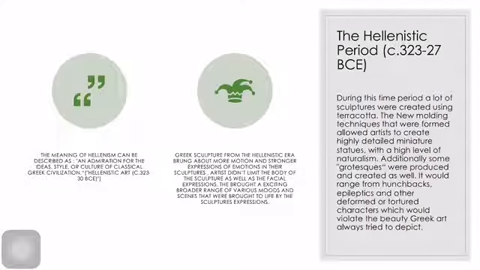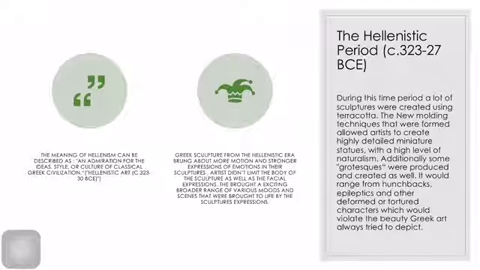And lastly, the Hellenistic period, which was from 323 to 27 BCE. During this time period, a lot of sculptures were created using terracotta. The new molding techniques that were formed allowed artists to create highly detailed miniature statues with a high level of naturalism. Additionally, some grotesques were produced and created as well.